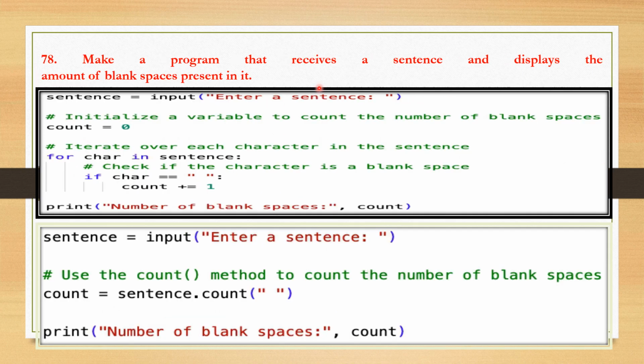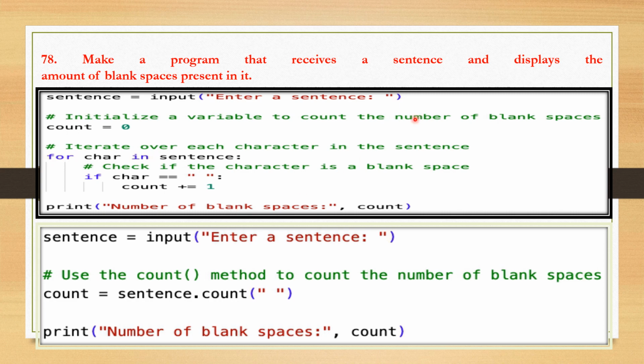The next program is to receive a sentence and display the number of blank spaces. Here we have two approaches. In the first approach, it will initialize a variable to count the number of blank spaces and use a for loop to iterate over each character in the sentence. For each character it performs the following steps. First, it checks whether the character is a blank space by comparing it to the string. If that character is a blank space, the count variable is incremented by 1. After iterating over all the characters in the sentence, the program prints the number of blank spaces using the print statement.